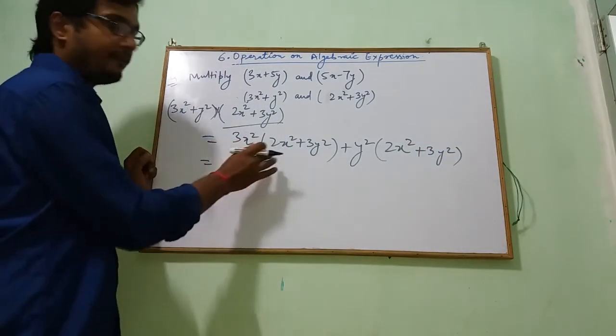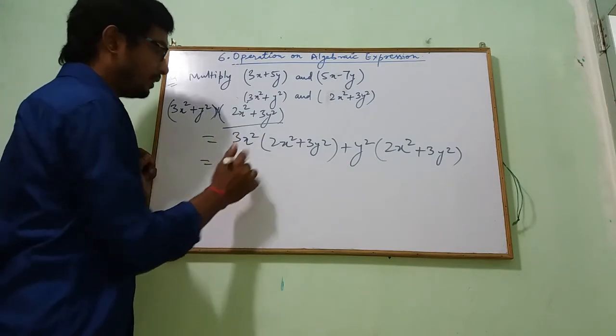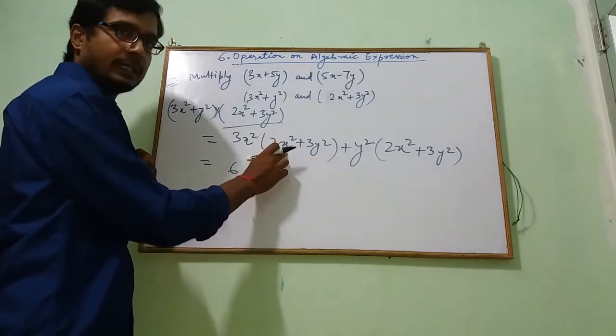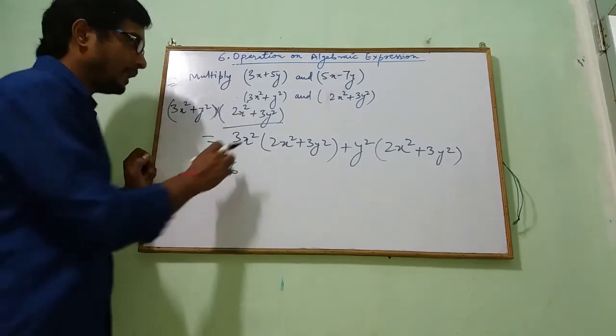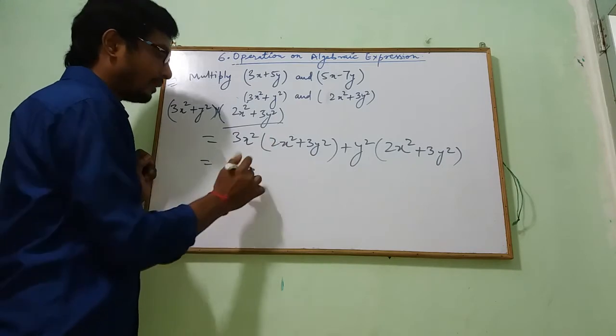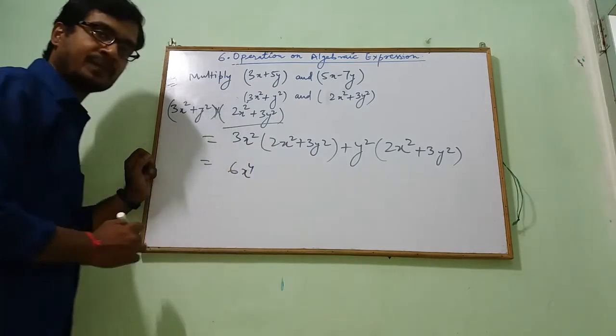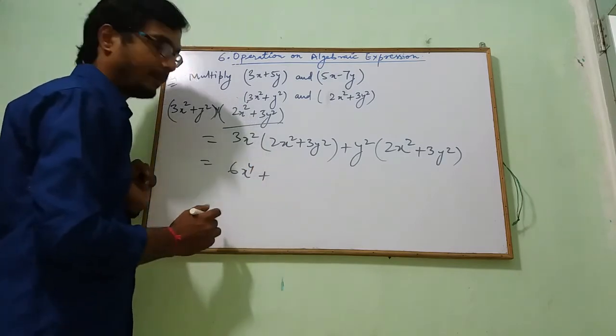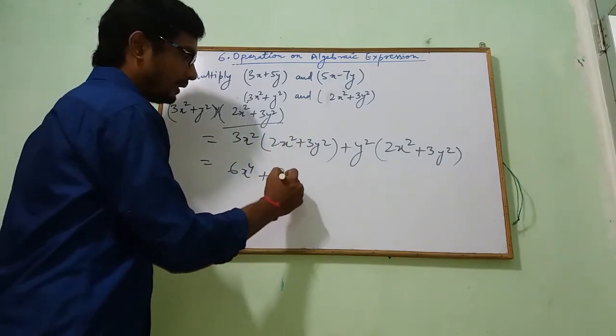Now see, when we multiply, 3 times 2 is 6. 6x square into x square. As we have already studied, if the bases are the same, then the powers will be added up. So x square into x square becomes x power 4. Now 3 into 3 becomes 9. So I will write here plus 3 into 3 becomes 9.